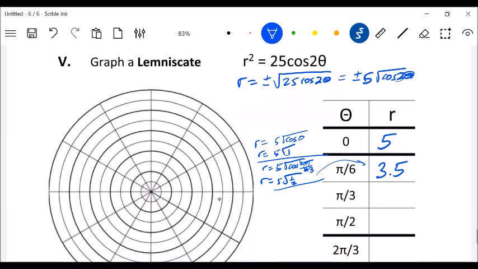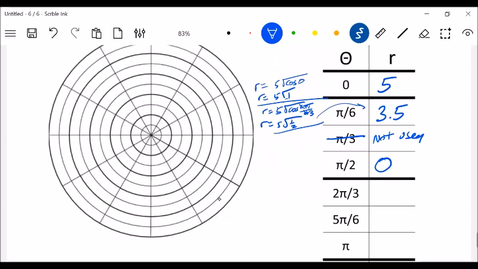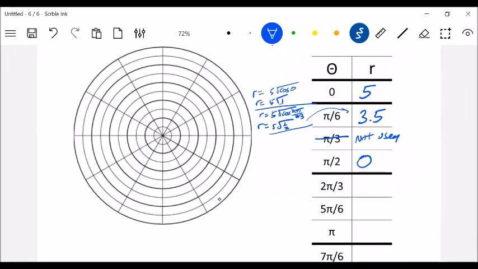Well, pi over 3, you're going to get a negative inside the square root, and that's because we won't actually graph it. So this one, it's not used. And you'll see why in a moment when we graph the thing. Actually, let me run through it. Pi over 2, when you do the calculations, you'll get a 0. So I'm going to give you the numbers here, and then we're going to graph some of these.